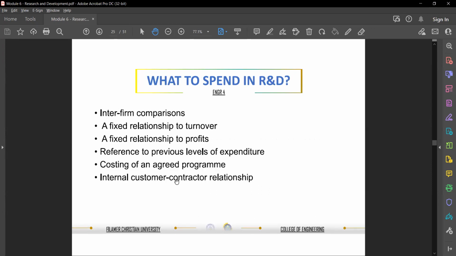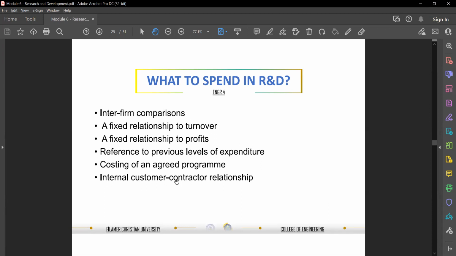So what to spend in research and development? Ano yung kailangan nating i-gastusin dito? So interfirm comparison. So should have a fixed relationship to turnover and a fixed relationship to profits. So balance dapat yan. Kung merong bawas, dapat meron ding dagdag. Okay? But you should not focus on profits lang talaga. Pero yan naman talaga yung purpose ng research and development sa mga tech industry para makapag-gain ng profit.